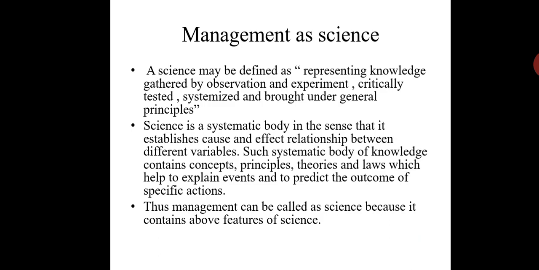Science is a systematic body in the sense that it establishes a cause and effect relationship between different variables. Such a systematic body of knowledge contains concepts, principles, theories, and laws which help to explain events and predict the outcome of specific actions. So in science you have different laws, concepts, and principles. Science is definitive, point to point. It is not descriptive. It is collected through a lot of experiments and a lot of knowledge.